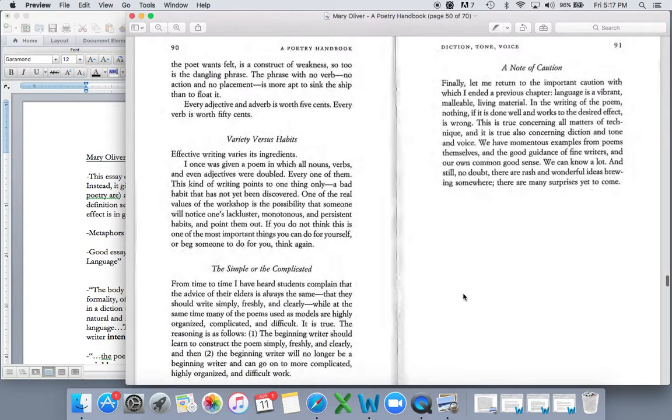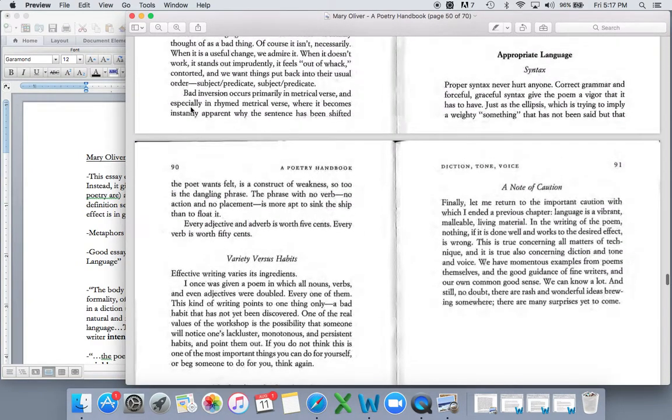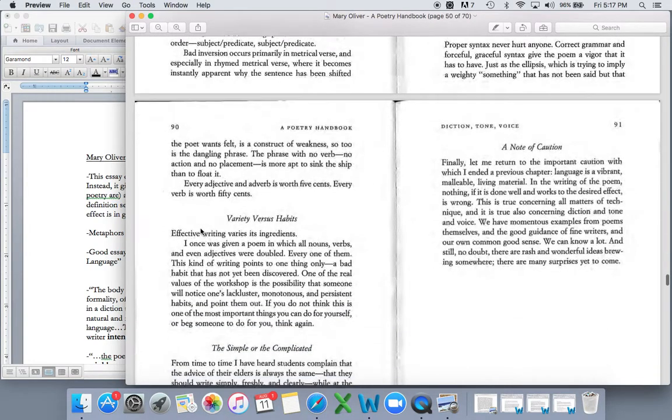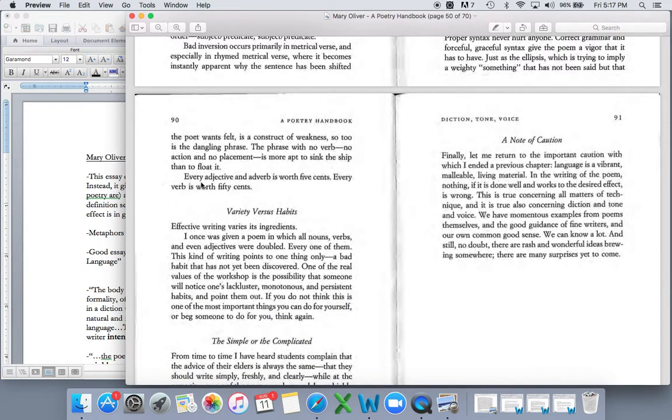And then lastly, on 90, she says, in a section called appropriate language, talking about syntax, but really talking about word choice here. She says every adjective and adverb is worth 5 cents. Every verb is worth 50 cents. And we talked about that in the very beginning of the quarter when we did our tone and diction style portfolio practice, that the verbs carry so much more meaning and tone than adjectives do. Don't say happy when you can describe an action and use a descriptive verb that would reveal joy or happiness, so on and so forth.